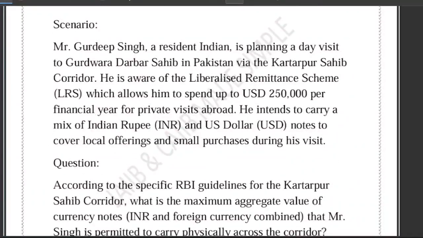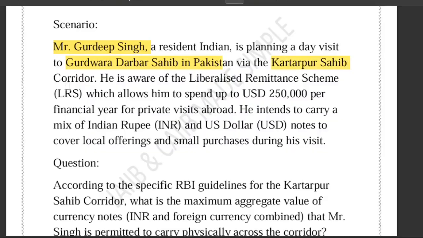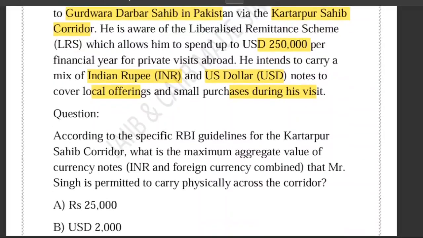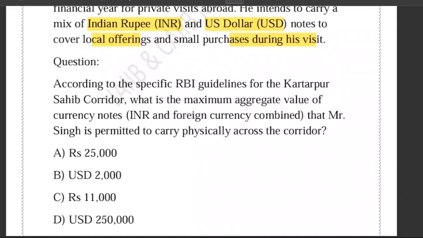Now friends, let's have a look at the next question. I think this is the fifth question of today's session. The question is all about Mr. Gurdeep Singh, a resident Indian, who is planning a day visit to Gurudwara Darbar Sahib in Pakistan via the Kartarpur Sahib corridor. He is aware of the LRS. He intends to carry a mix of Indian rupees and US dollars to cover the local offering and a small purchase during the visit. According to the specific RBI guideline for the Kartarpur Sahib corridor, what is the maximum aggregate value of currency notes, INR and foreign currency combined, that Mr. Singh is permitted to carry physically across the corridor?